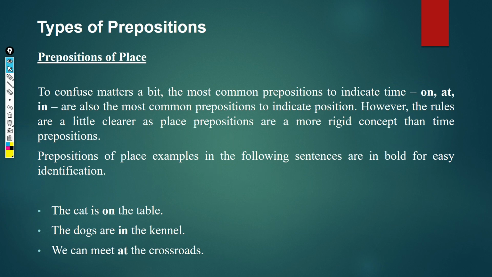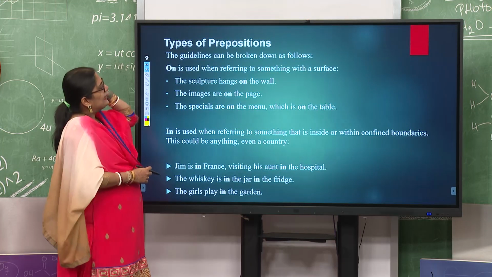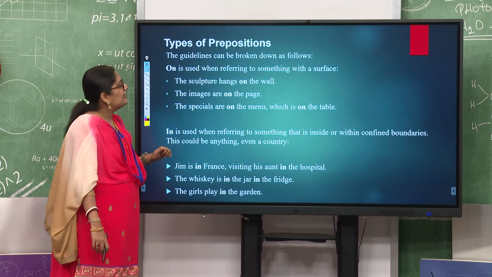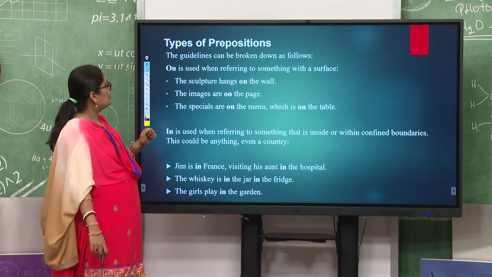The cat is on the table. Look at the examples, children. The cat is on the table. The dogs are in the kennel. We can meet at the crossroads. So, what are the three kinds of prepositions that I have used? On, in, at, and all of these three belong to the preposition of place. Now, the guidelines can be broken down for easier understanding. The guidelines can be broken down as follows.